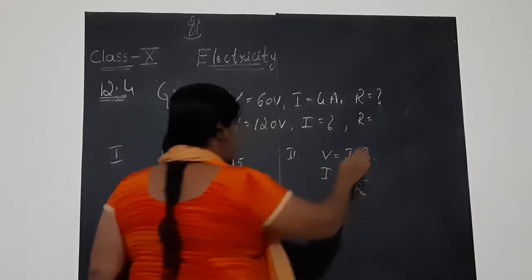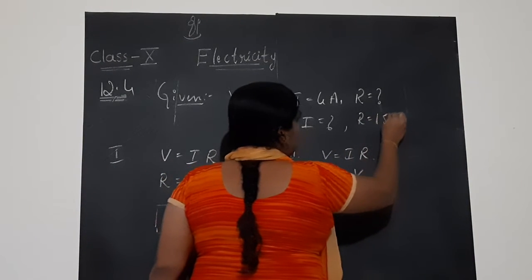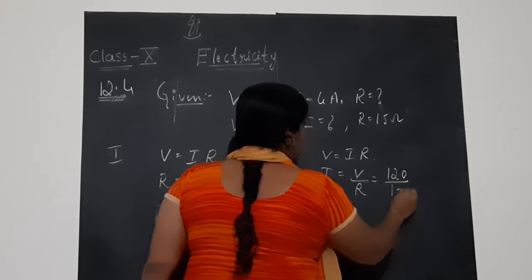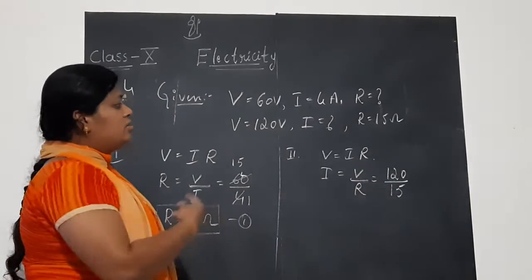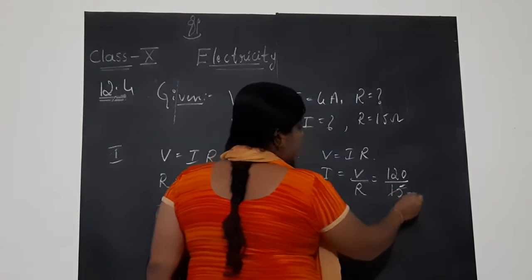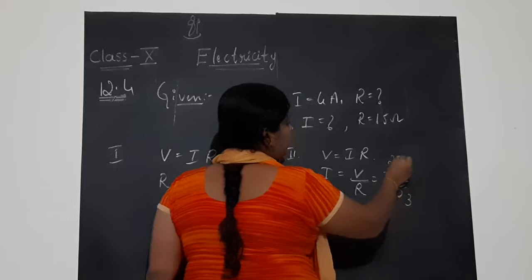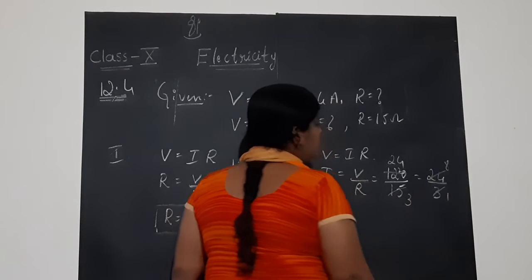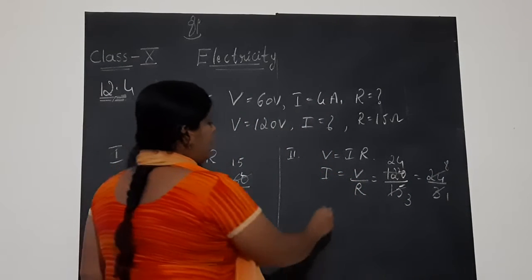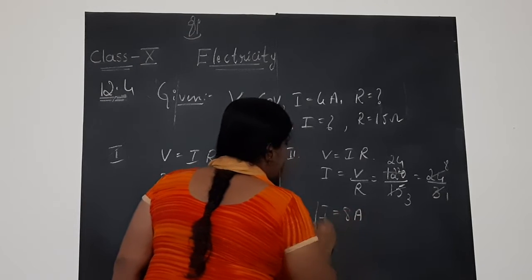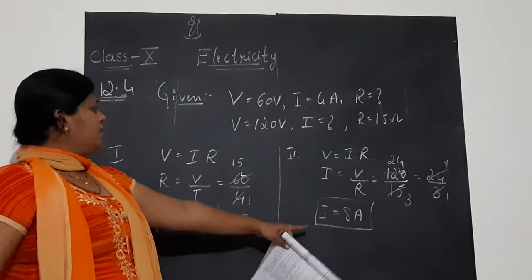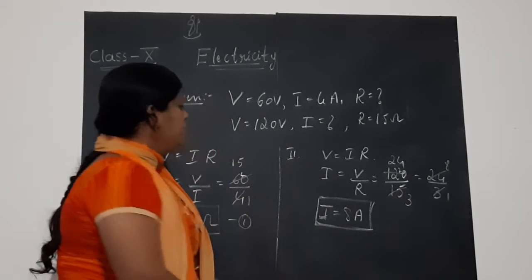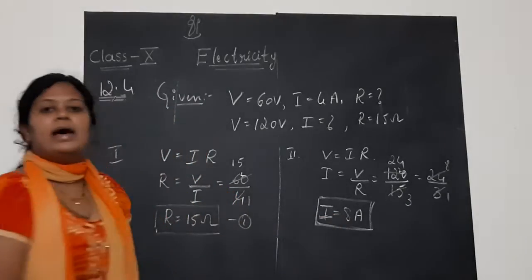Here in the second part, now I will replace the question mark by the 15 ohms which I got. So I know voltage is 120 divided by 15. Which table shall we do? 3 if you find. 5 threes are 15, 5 twos are 10, 5 fours are 20. 24 by 3, 3 eights are 24. I is equal to 8 ampere. Always put the final answers in a box with the unit, children. So we got current I to be 8 amperes.